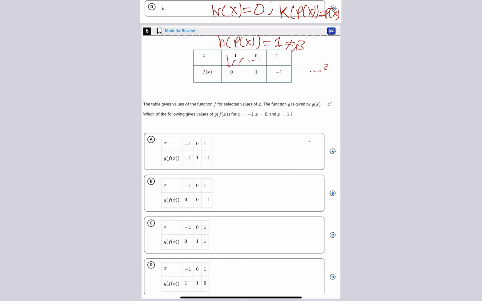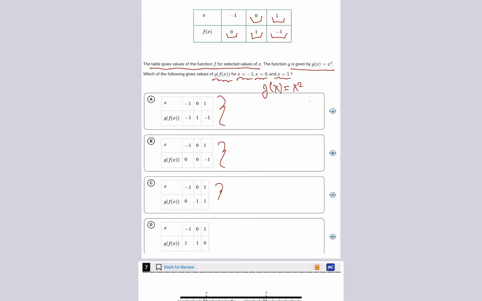We have x, which is negative 1. F of negative 1 would be equal to 0. When x is 0, f of 0 equals 1. When x is 1, f of 1 equals negative 1. The table gives values of the function f for selected values of x. The function g is given by g of x equals x squared. Which of the following gives values of g of f of x for x equal to negative 1, x equal to 0, and x equal to 1? Well, we need to find the table that represents the composition function g of f of x.